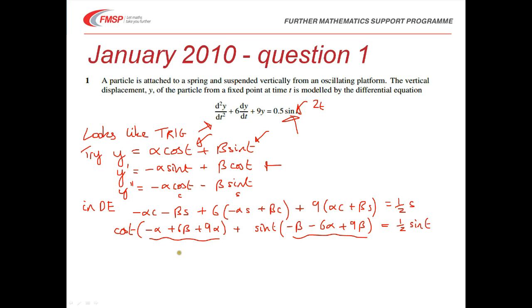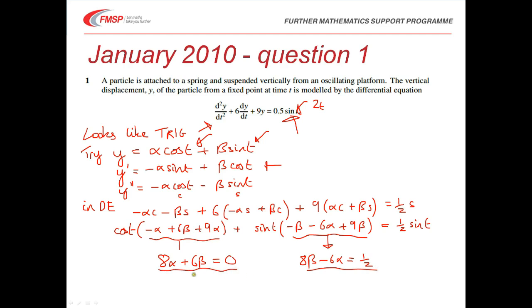Tidying these things up and comparing coefficients, I need the number of cosines on both sides to be 0. So tidying this up and combining the alphas together there, I've got 8 alpha plus 6 beta must equal 0 because I've got no coses on the right hand side, and on the sine coefficient I have 8 betas minus 6 alphas must equal a half because I need a half sine t on both sides. And these are my two simultaneous equations. I've got two equations, two unknowns, alpha and beta in there, which I should be able to solve.